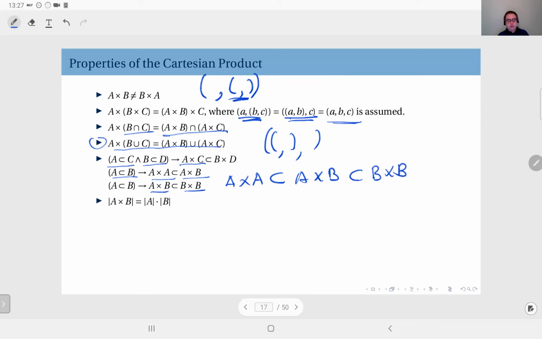Okay, finally, about the cardinality. The cardinality of the Cartesian product of A and B is equal to the product of their individual cardinalities.